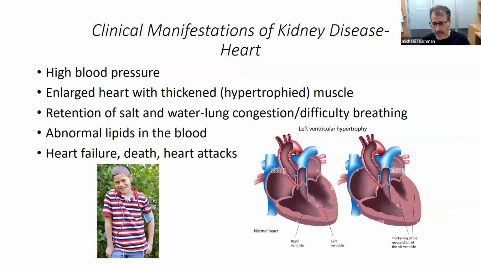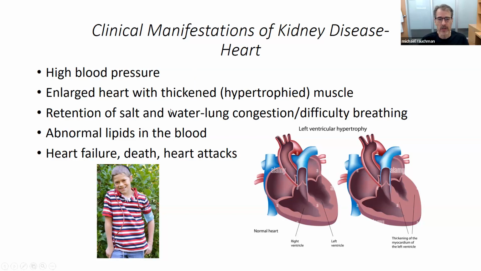And then a big part of what happens systemically from kidney disease is effects on the heart. We know, for example, in adults with chronic kidney disease, the most common serious complications and causes of death relate to heart disease. And certainly even in children who have advanced chronic kidney disease, heart disease becomes a problem.